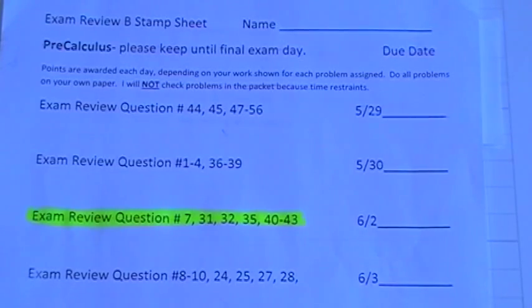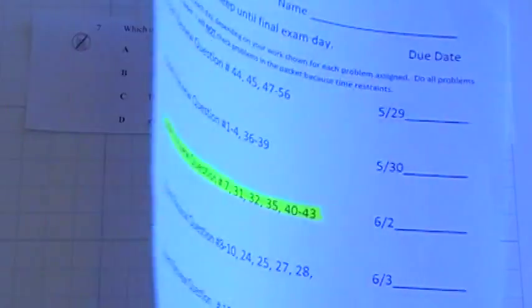All right, these are problems number 7, 31, 32, 35, and 40 through 43 from the exam review stamp sheet. Question number 7, no calculator.